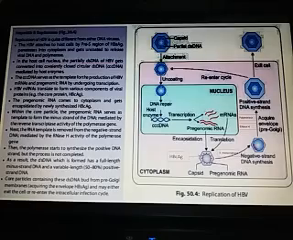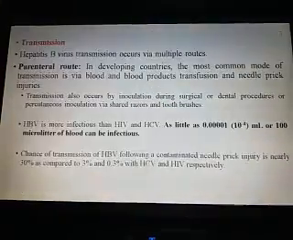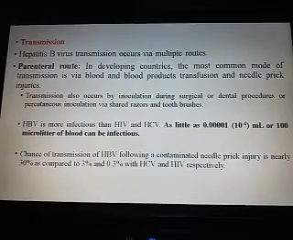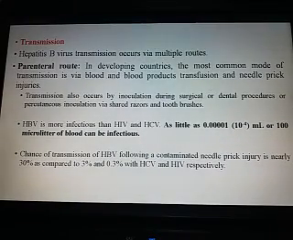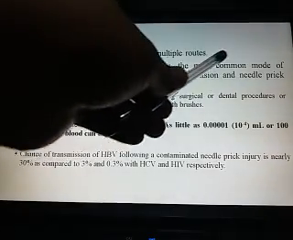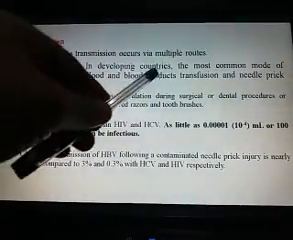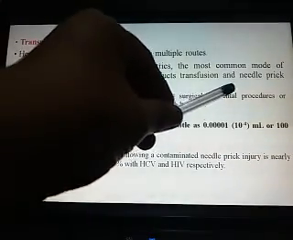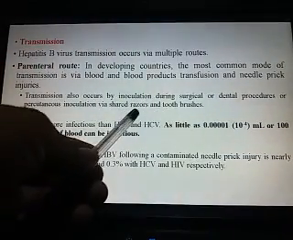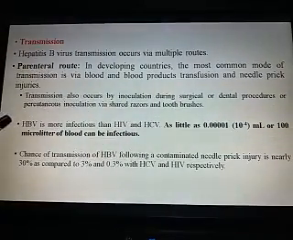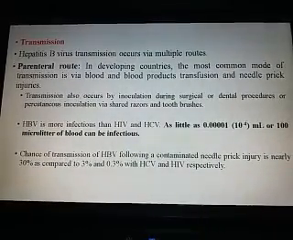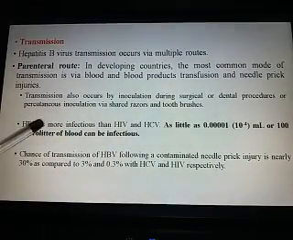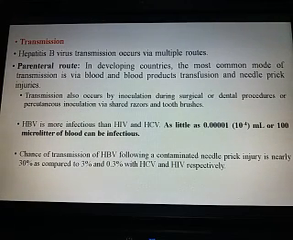Okay, so moving to the next, now the transmission. The transmission of the virus occurs through multiple routes. Parenteral routes, in developing countries the most common mode of transmission, by blood and blood products. Transmission also occurs by inoculation during surgical or dental procedures, maybe through razors, toothbrushes. Hepatitis B virus, one thing that is very important, I have highlighted here: hepatitis B virus is more infectious than HIV and hepatitis C virus.